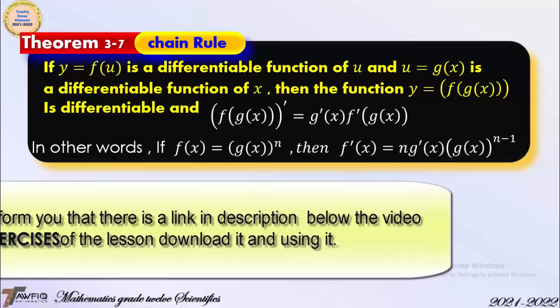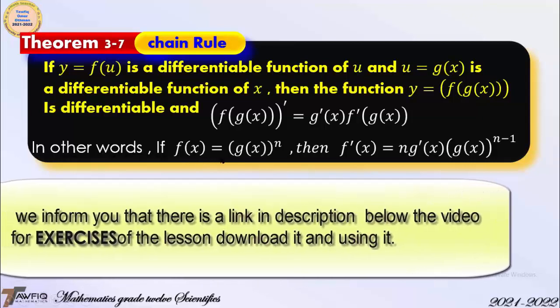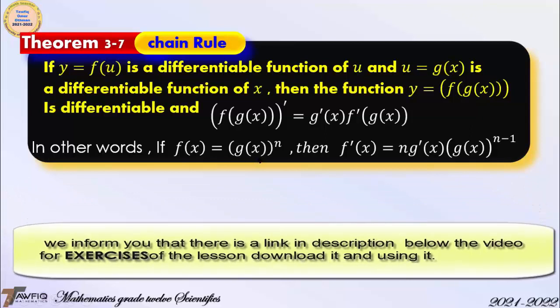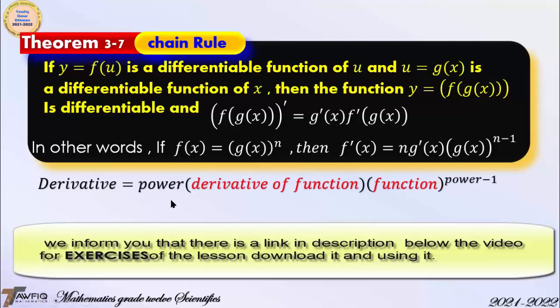In other words, if f of x is equal to the function g of x to the power n, then f prime of x is equal to: write down the power, then take the derivative of inside the brackets, then write the function as it is, then take from the power 1. That means the derivative is equal to the power times the derivative of the function, then the function to the power n minus 1.